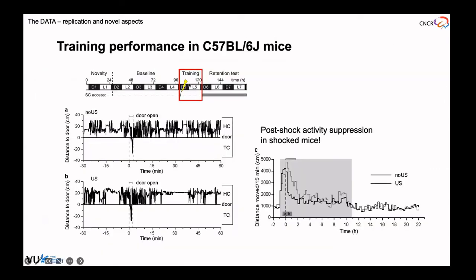Now, when we do the training, and this is now the red box here, what we can measure, based on the center of gravity, is the movement in the home compartment as a function of time. And when we open the door, the animal will move over. It will be enclosed in the test compartment. It will receive no shock if it's a no shock group. And then, if the door opens again, it will move back immediately, because animals are really keen to have confirmation from their home cage.